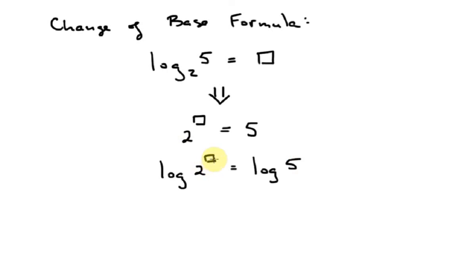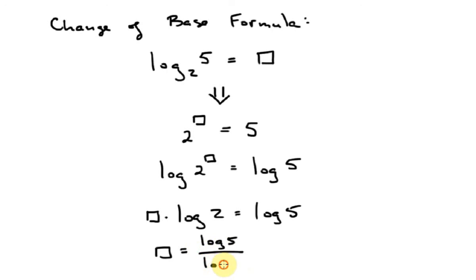Now, the laws of logarithms allow me to bring this box out in front. So the box times log base 2 equals log base 5. And now it's easy for me to solve for the unknown box. I'm just going to divide by log base 2. So in other words, this is something I can now do on my calculator. I could go log of 5 and divide that by log 2. And I should get something that's approximately equal to 2.3219, and the list goes on.